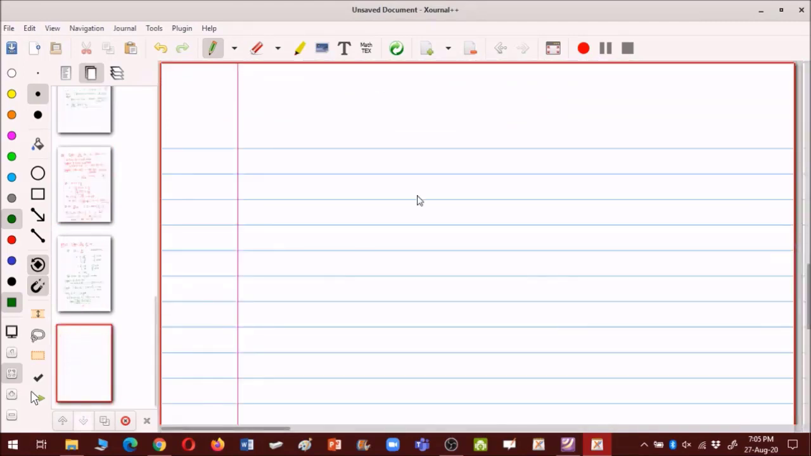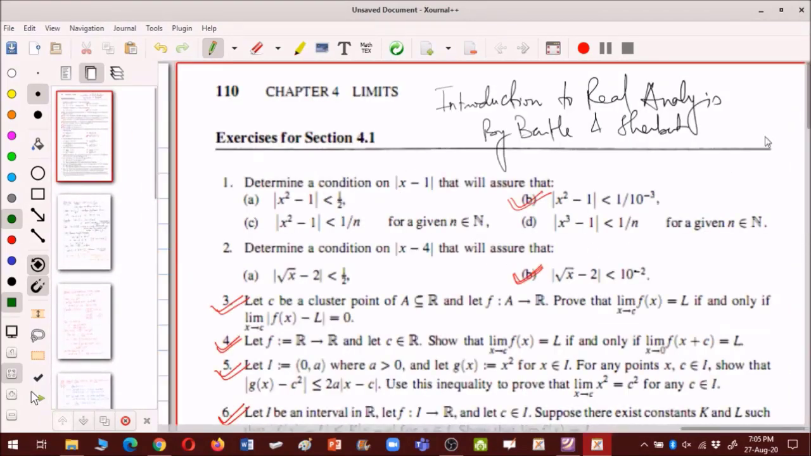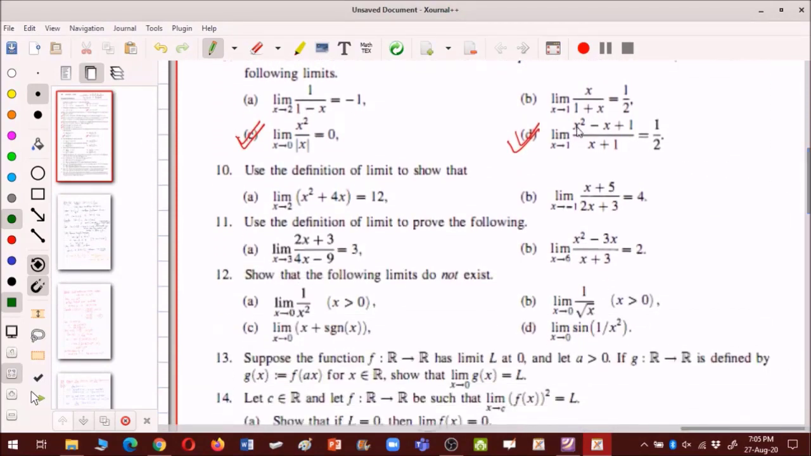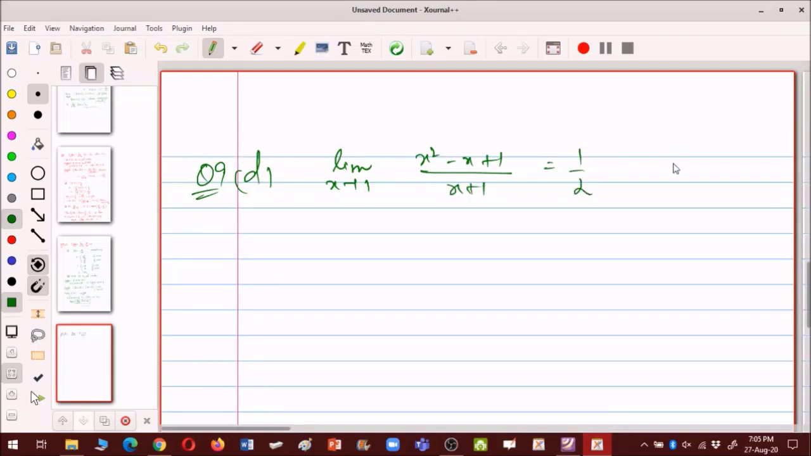Let me do D part. Question number 9, D. And what was the D part? We have to show limit x tends to 1, (x^2 - x + 1)/(x + 1) is equal to 1/2. So question number 9, D part was limit x tends to 1, (x^2 - x + 1)/(x + 1) equal to 1/2. This we have to show.